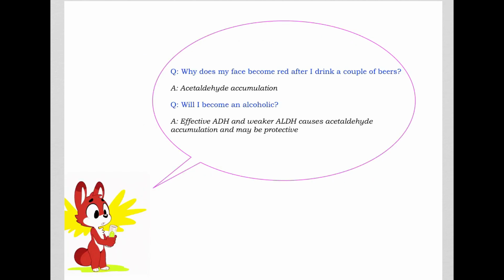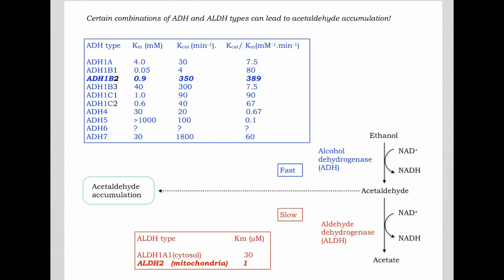So in conclusion, the answer to the question, why does my face become red after I drink a couple of beers? The answer is acetaldehyde accumulation. Those who have alcohol dehydrogenase enzymes that are highly efficient, for example, if you had ADH1B2, that has a very high Kcat over Km value, that means these are very efficient enzymes.